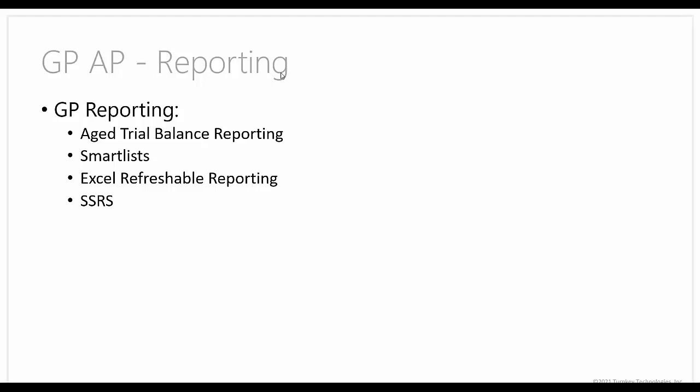And reporting. There are a lot of different options in GP: Smart List, Excel refreshable reports, and those SSRS reports. And I don't have it on here, just because it's not out-of-the-box functionality, but Power BI can be connected in with Dynamics GP as well. I think it integrates a little bit better with Business Central, but you can connect things like Power BI and some other reporting tools directly to your SQL data. So I just wanted to throw that out there.